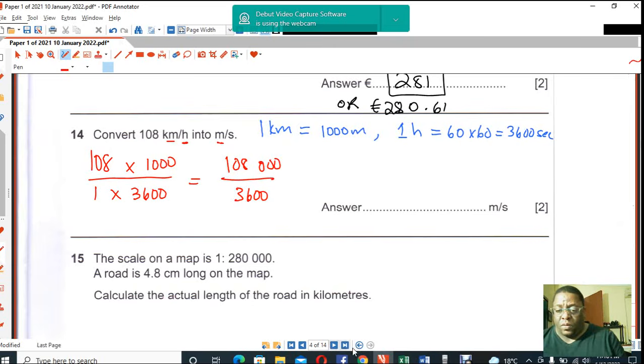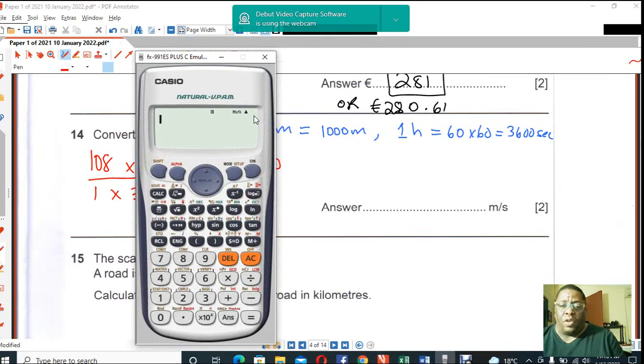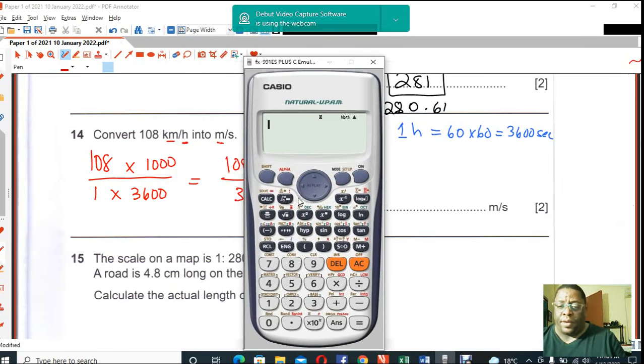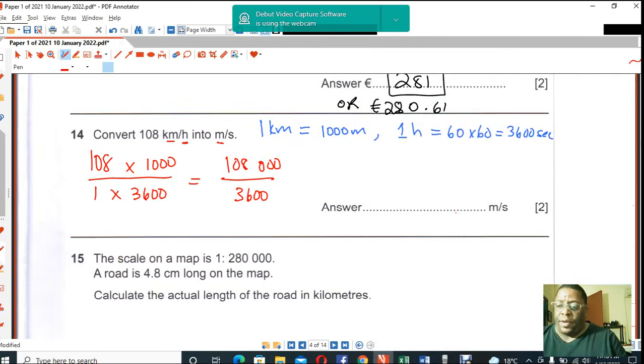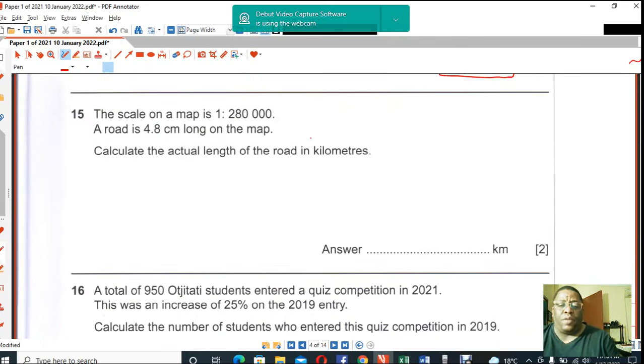So you grab your calculator again in order for you to find your answer. That is going to be nothing but 108,000, and you divide that by 3,600, and that gives you 30. So the correct answer is 30, and our answer is 30 meters per second. Alright, so it takes quite a lot of things for you to know.